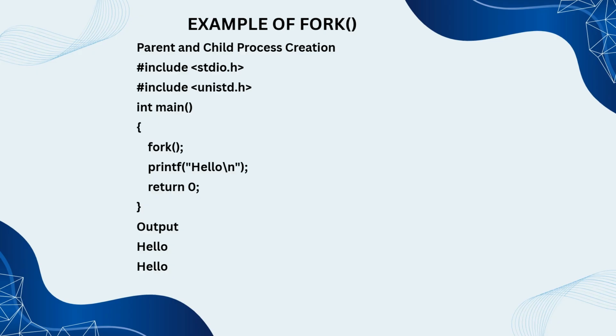An example for using the fork system call. Here we have used the fork system call, then it prints the statement hello. This program will print the statement hello two times. Here the parent process is duplicated, so both the parent process and the child process execute the printf statement. So the printf statement will be printed two times.